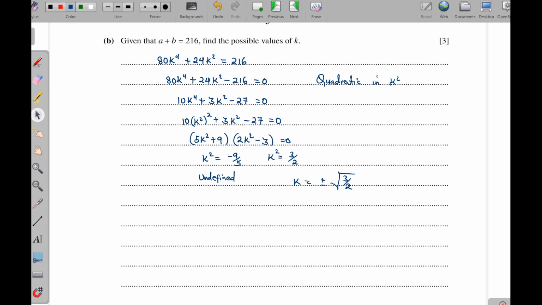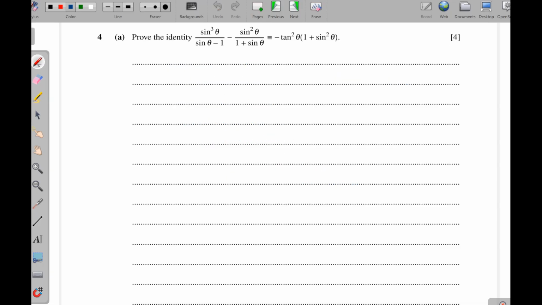And that will be our answer here. Question 4 is coming from trigonometry part A. We are supposed to prove this identity, that it is equal to that.